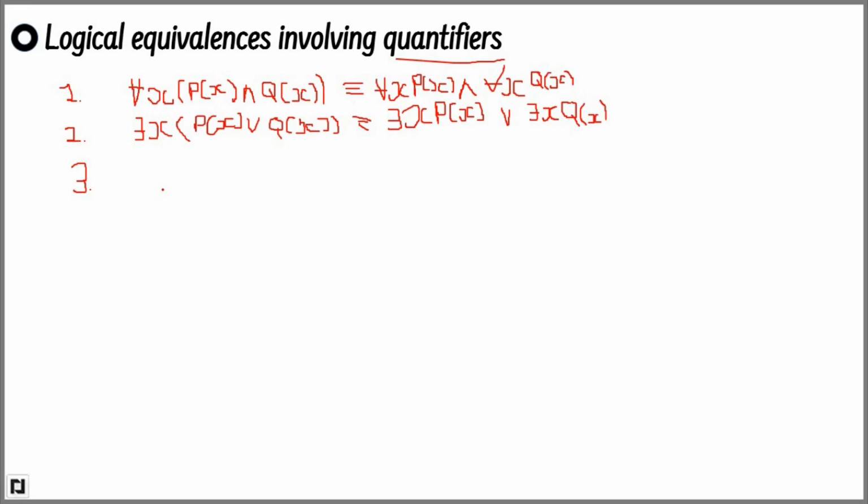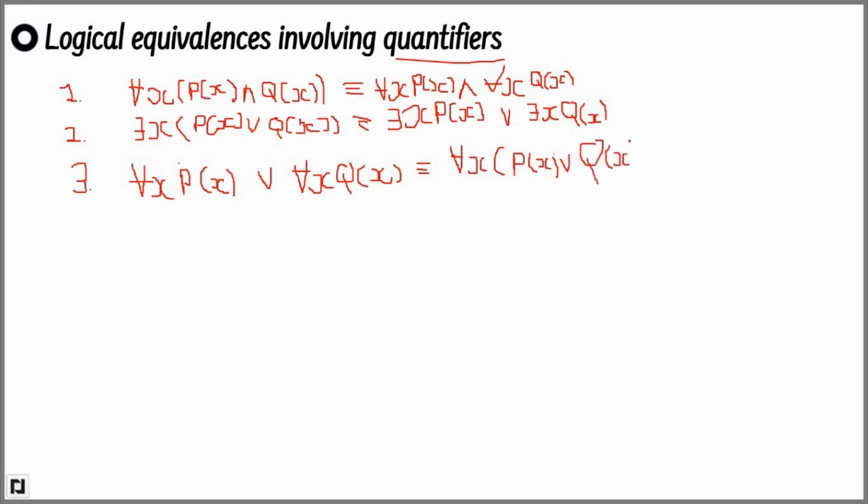The universal quantifier is only one-way distributive over disjunction, which are for all x of P(x) or for all x of Q(x) is equivalent to for all x, P(x) or Q(x). The reverse of this is not true.